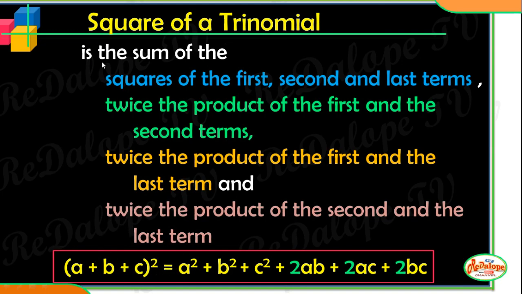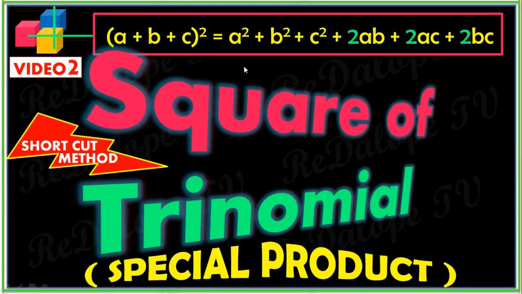So from the definition, the square of the trinomial is equal to the square of the first, the second, and the last term, plus twice the product of the first and the second term, plus twice the product of the first and the last term, plus twice the product of the second and the last term. Now, where did this formula come from? Or where is this formula derived?